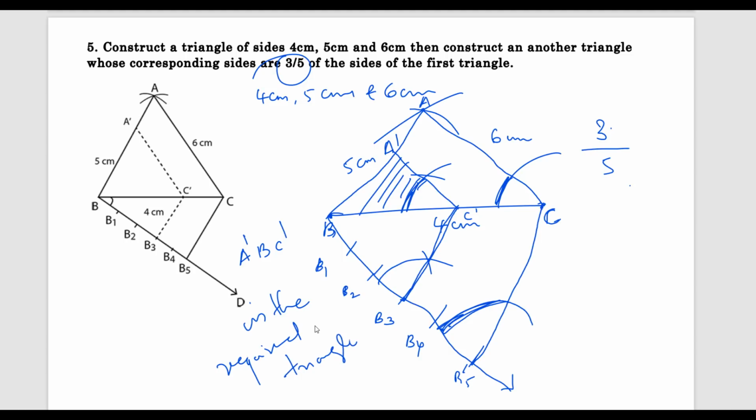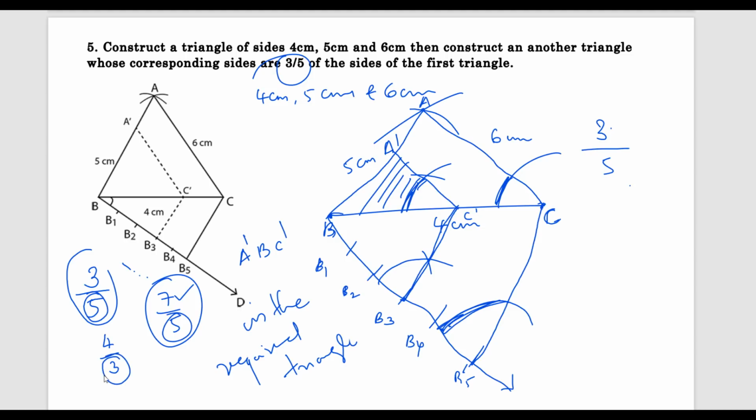Students, construction questions are a little clumsy, but if you follow the steps I am telling, you will get the exact figure as shown here. The tip I give is, for the given ratio, whether it is 3 by 5 or 7 by 5 or 4 by 3, in the first ratio 3 by 5, the highest number is 5. Therefore, you should cut 5 arcs. Which point should be joined? The denominator number should be joined. Here, how many arcs should be cut? 7 arcs. Here, point B5 should be joined to C. Here, B3 should be joined to C. The number of arcs is 4.